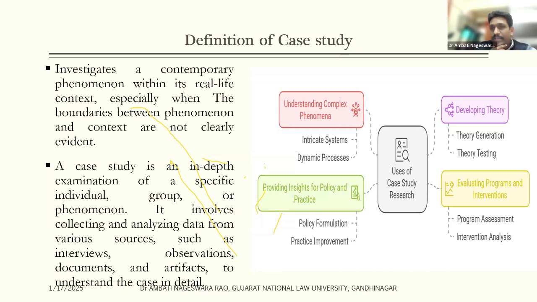I can also collect the data from their beneficiaries. I can also collect the data from various their funders, their investors, right? So you're trying to get a holistic understanding about a particular context here. It involves collecting and analyzing data from various sources, such as interviews. As a part of primary data, one can use interviews, observations, documents, artifacts to understand the case in detail.